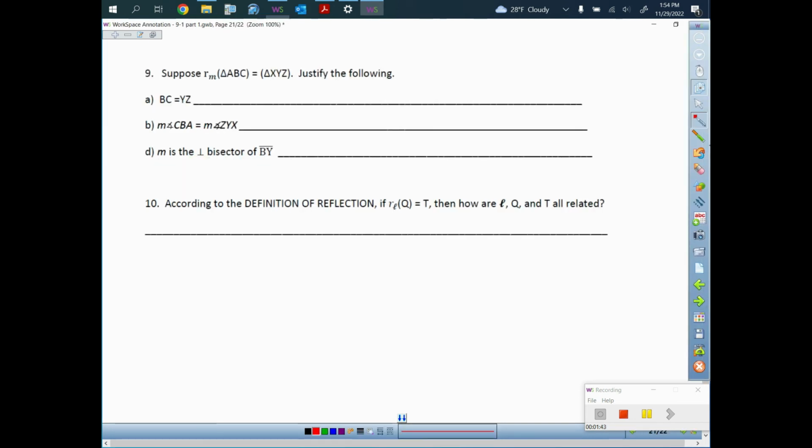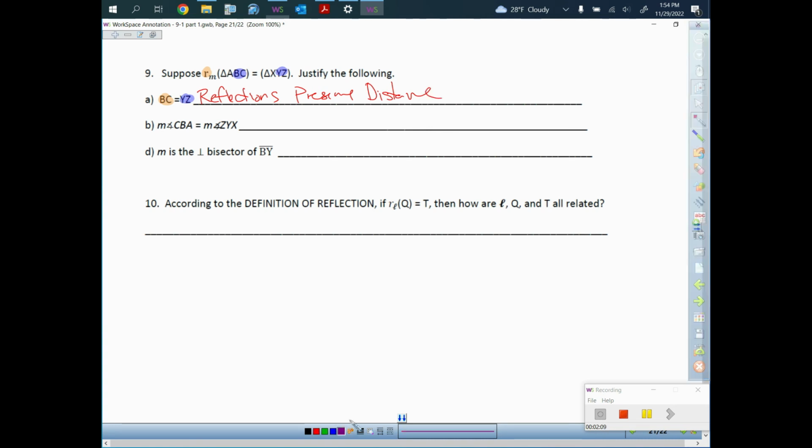Here, do you see how they give me a reflection right here? These guys reflect each other. They want to know why the distance from B to C is equal to the distance from Y to Z. Well, here's BC, here's YZ. Those correspond with each other, and since we're talking distance, that's reflections preserve distance. So, nice simple thing right there.